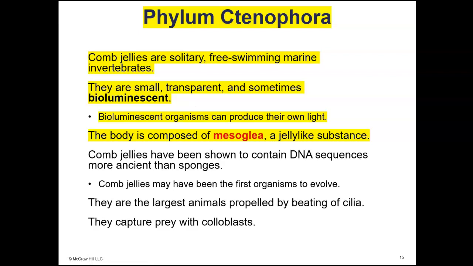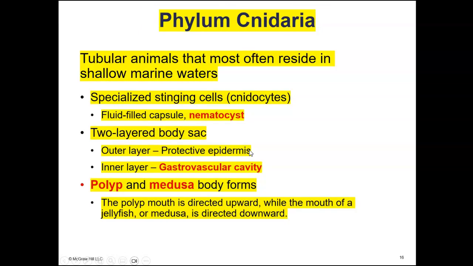If you have ever been to the aquarium near Atlantic Beach in North Carolina, that aquarium has a tank of comb jellies, and it's in a corner, and they kind of give off this blue light, and they're really cool to look at. The body of the comb jelly is composed of a jelly-like substance called mesoglea, and it's the entire body that's composed of mesoglea, whereas in jellyfish, only a part is mesoglea.